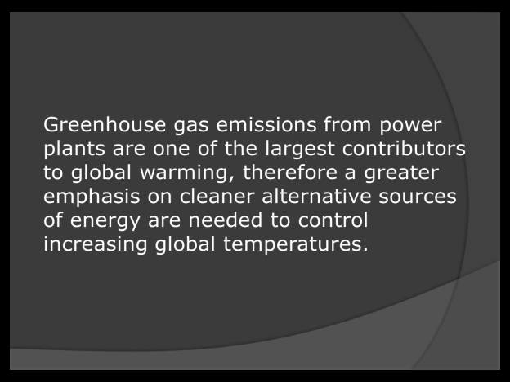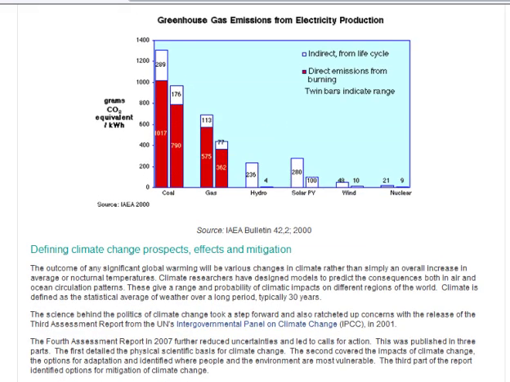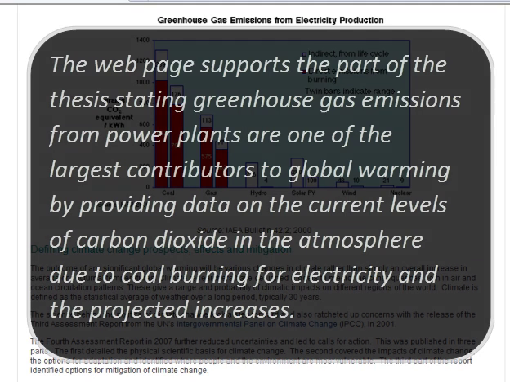Now let's talk about the content of the web page again. What does this page cover? Mainly global warming changes and emissions from electricity production. It doesn't deal with the second part of the thesis, dealing with an emphasis on cleaner alternative energy to control rising temperatures. So if I ask you the questions, does the information on this page support some aspect of the thesis, and explain which aspect and how the web page supports it, the answer might look like this.